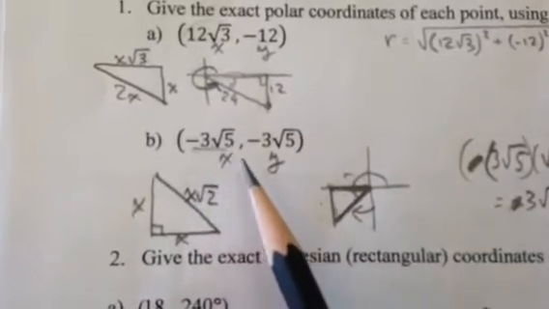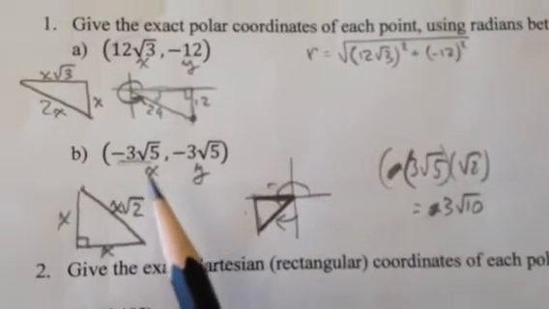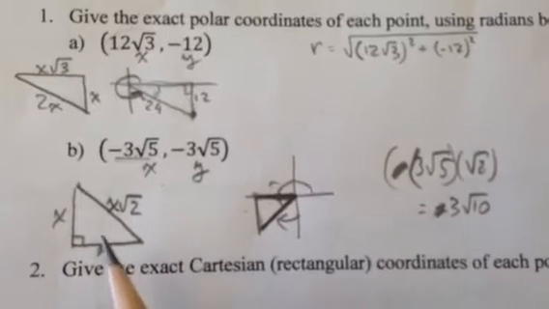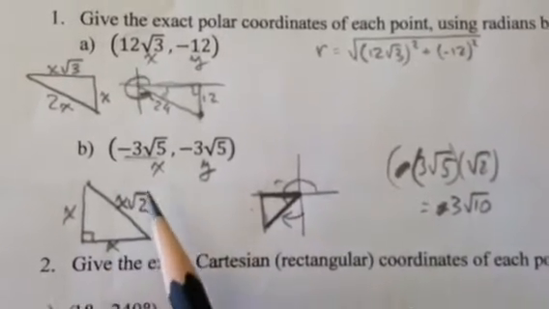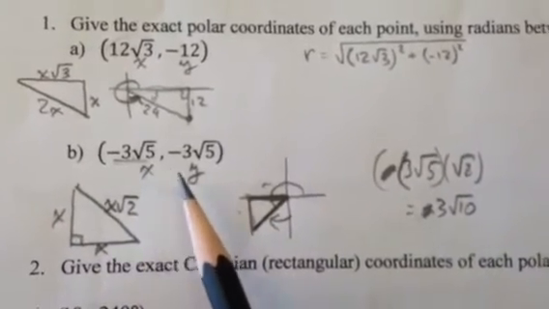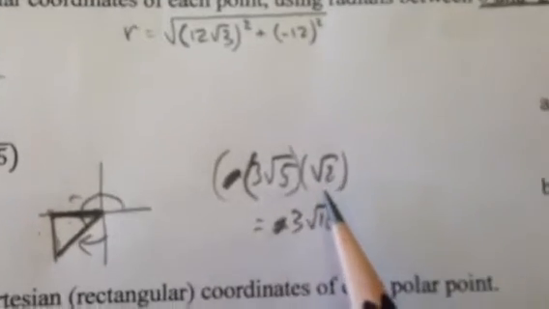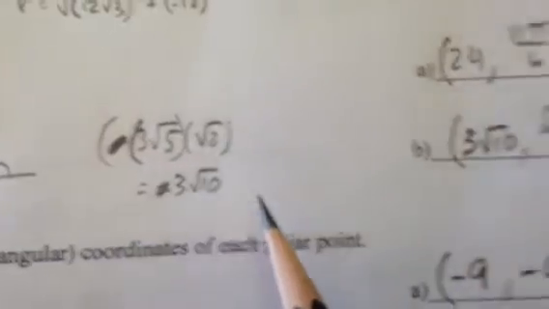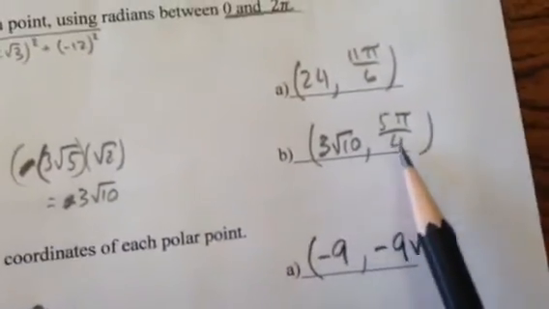Now, of course, you can do the Pythagorean theorem with those numbers, no problem. Well, maybe not no problem, but anyway, it's not too hard. You just have to be careful and do it all right. Or you can use this shortcut, which means taking the x value, 3 root 5, and multiplying it times root 2. That gives you 3 root 10. Pretty easy, really. And then there's our r value, and the angle that we said is 5 pi over 4.